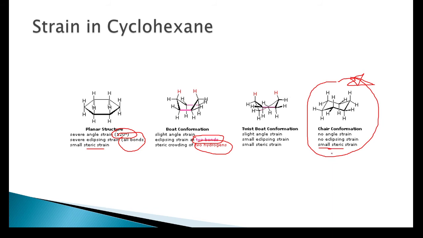So if you were asked in a multiple choice exam sometime in June which conformation our cyclohexane would like to be in, the chair conformation is the one it would like to be in, for the following reasons.